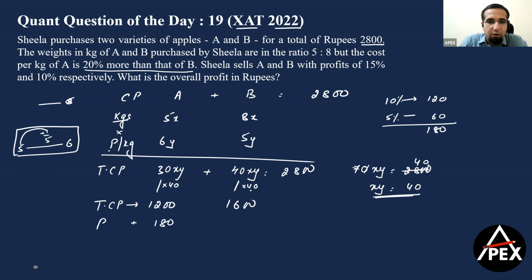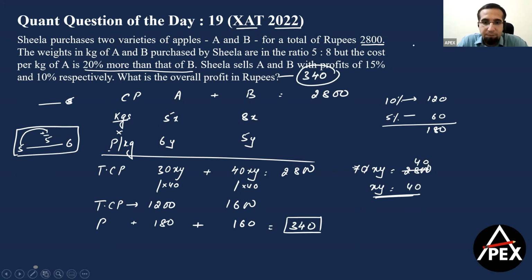Similarly, 10% is the profit made by selling B. So 10% of 1,600 is 160. Therefore, the total profit made is equal to 340. And the question is asking to find the overall profit made. Therefore, the answer here is going to be 340 rupees.